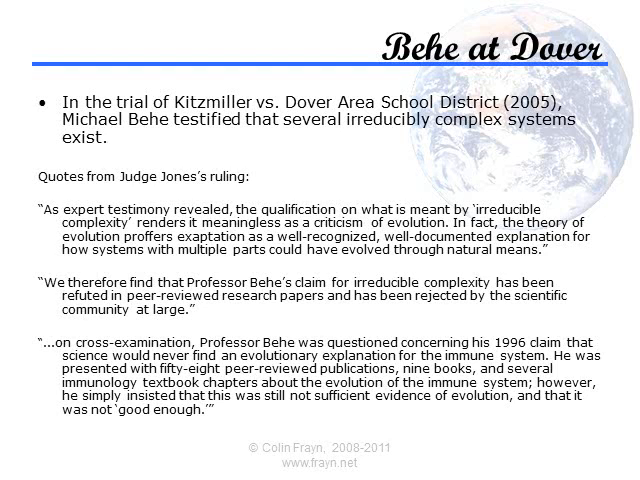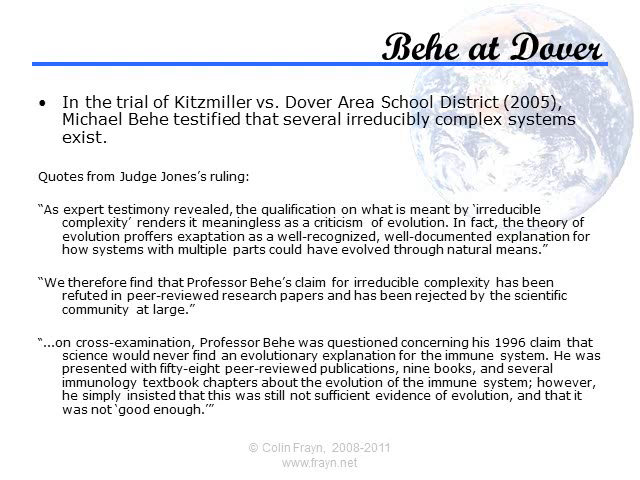These three quotes show, I believe, the profound failure of the irreducible complexity theory and, with it, the entire edifice of intelligent design. Firstly, as expert testimony revealed, the qualification on what is meant by irreducible complexity renders it meaningless as a criticism of evolution. In fact, the theory of evolution proffers exaptation as a well-recognised, well-documented explanation for how systems with multiple parts could have evolved through natural means.